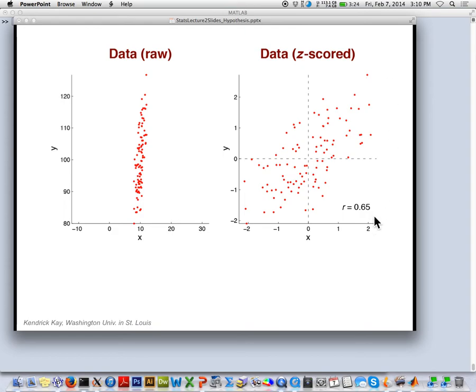So we're kind of looking for big products here. And if both coordinates are positive, that's good. And if both coordinates are negative, that's also good because negative times negative gives you positive. And how big this value is tells you something about how well your data points conform to that kind of idea.